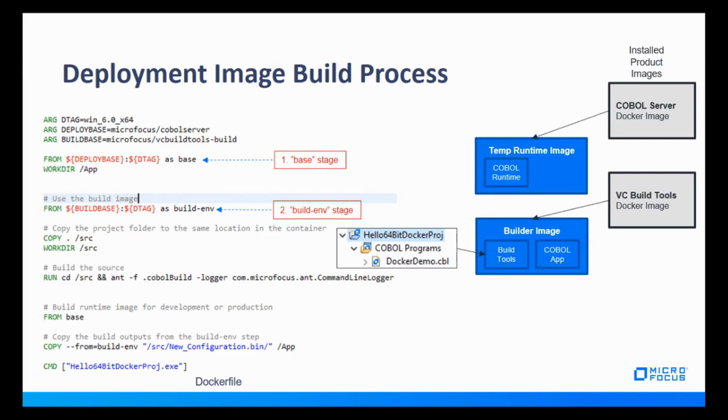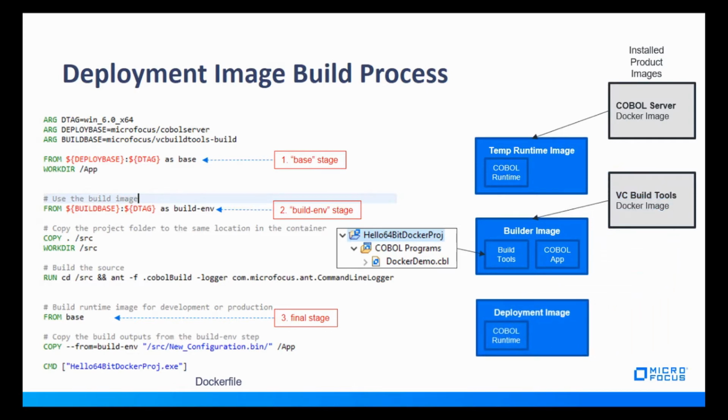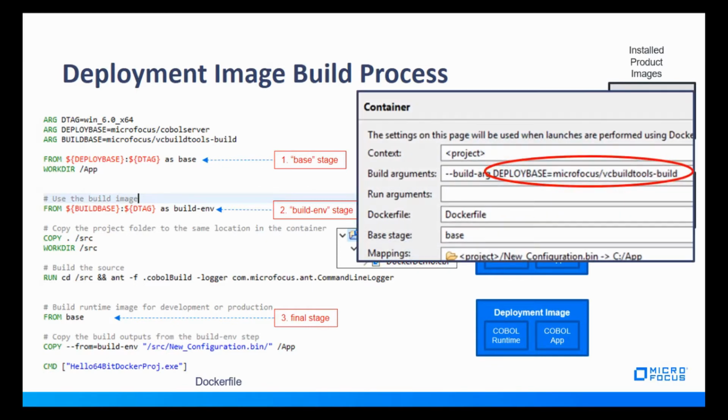The third stage copies the temporary image from the base stage to create a final image for deployment. It then copies in the built objects from the build-env stage. Finally, this stage specifies that when a Docker container is launched from this image, the default action will be to immediately run the executable that was created by the build of the project, in this case named hello64dockerproj.exe.